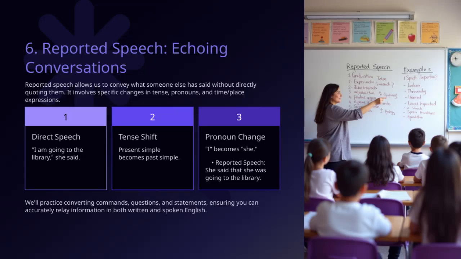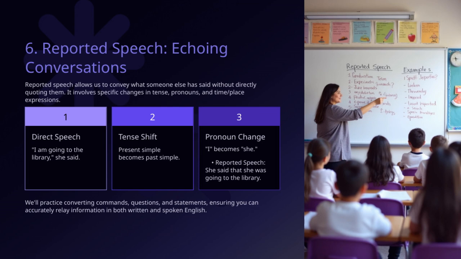Now let's look at how reported speech works, especially when echoing conversations. For example, if someone says, "I am going to the library," in reported speech, it changes to "She said that she was going to the library." Notice how the "I" becomes "she," which is a pronoun change.